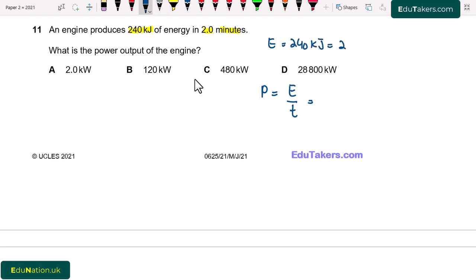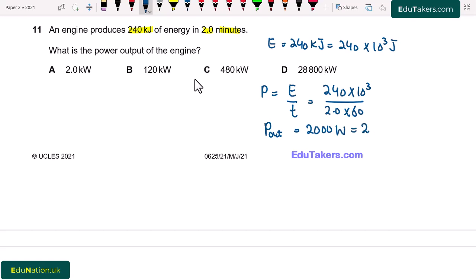It is basically equal to 240 multiplied by 10 to the power 3 joule. So I write here energy is equal to 240 multiplied by 10 to the power 3 divided by time. Time is given 2.0 minutes and we have to convert into seconds. So I write here 2.0 multiplied by 60. So the value of power, which is the output power, will be equal to 2000 watt. It is also 2.0 kilowatt. So here option A is correct.